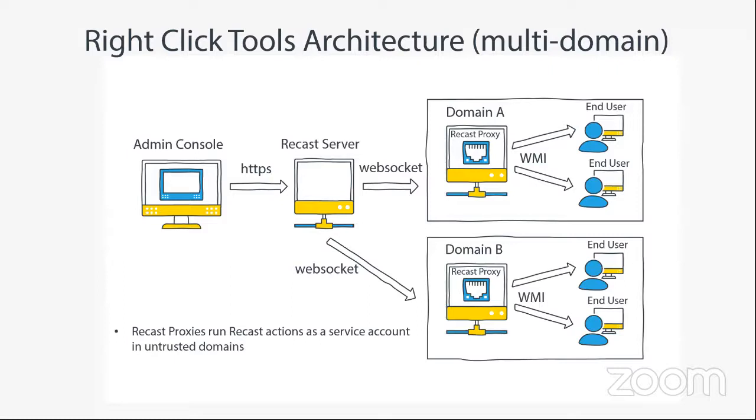If we want to manage devices in that untrusted domain, we can spin up a Recast Proxy onto a device inside of that untrusted domain that's running as a service account that's adequately permissioned in that domain. And then when we run right-click tools from our admin console, the server will be able to detect, all right, these devices are in this untrusted domain. So we're going to send this action, or this component of this action, down to the Recast Proxy in that untrusted domain. And that service account is going to run those actions on our behalf and report the results back up to that Recast server.